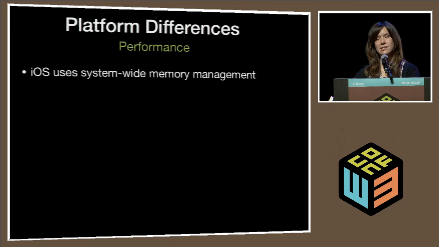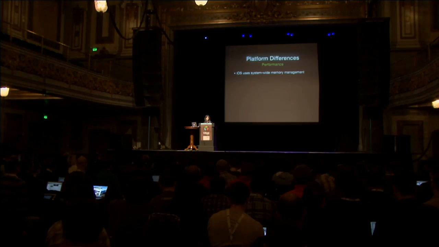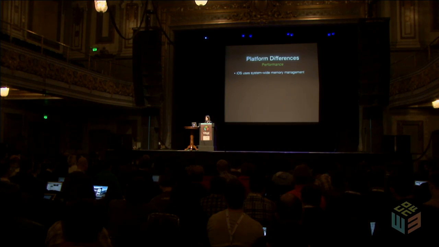iOS, in fact, uses a system-wide memory management system. So it's not as if every web page, for instance, gets a certain amount of memory allocated to it. The memory is managed system-wide. So let's say you have 10 apps running, doing 100 different things. The memory that's available to the browser is going to go down.